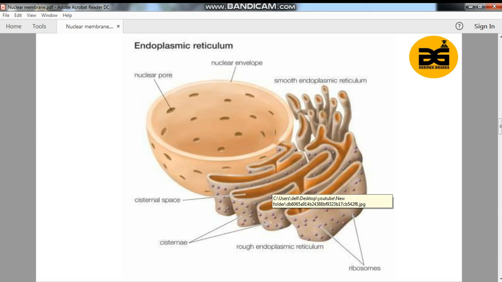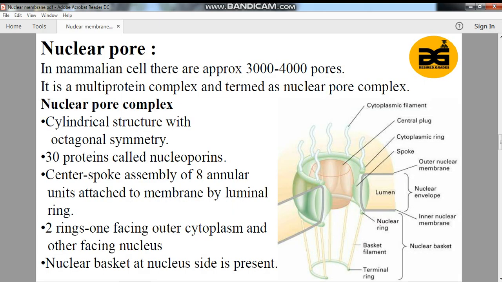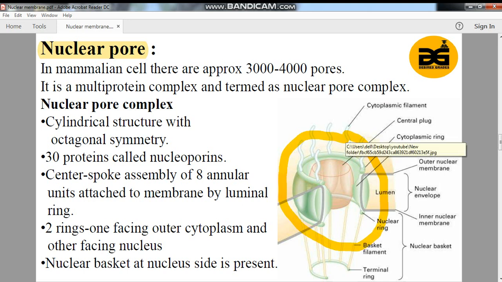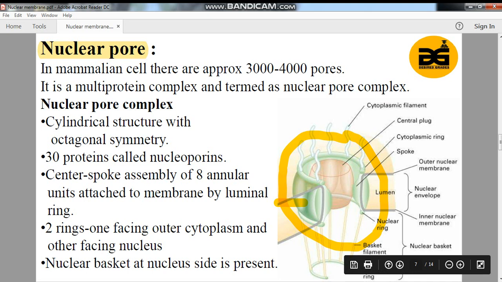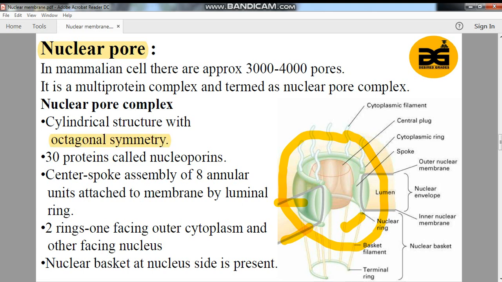Now this is another diagram which is showing the same structure. Let's have a review of the nuclear pore. This is the whole structure of a nuclear pore. This is the outer membrane, this is the inner membrane, and between these two membranes there is a pore like structure. The whole nuclear pore complex looks like an octagonal symmetry. Before that, let's look at how many nuclear pores there are. Around 3000 to 4000 nuclear pores are there in a normal mammalian cell, and each nuclear pore is made up of multiple proteins and forms a nuclear pore complex.